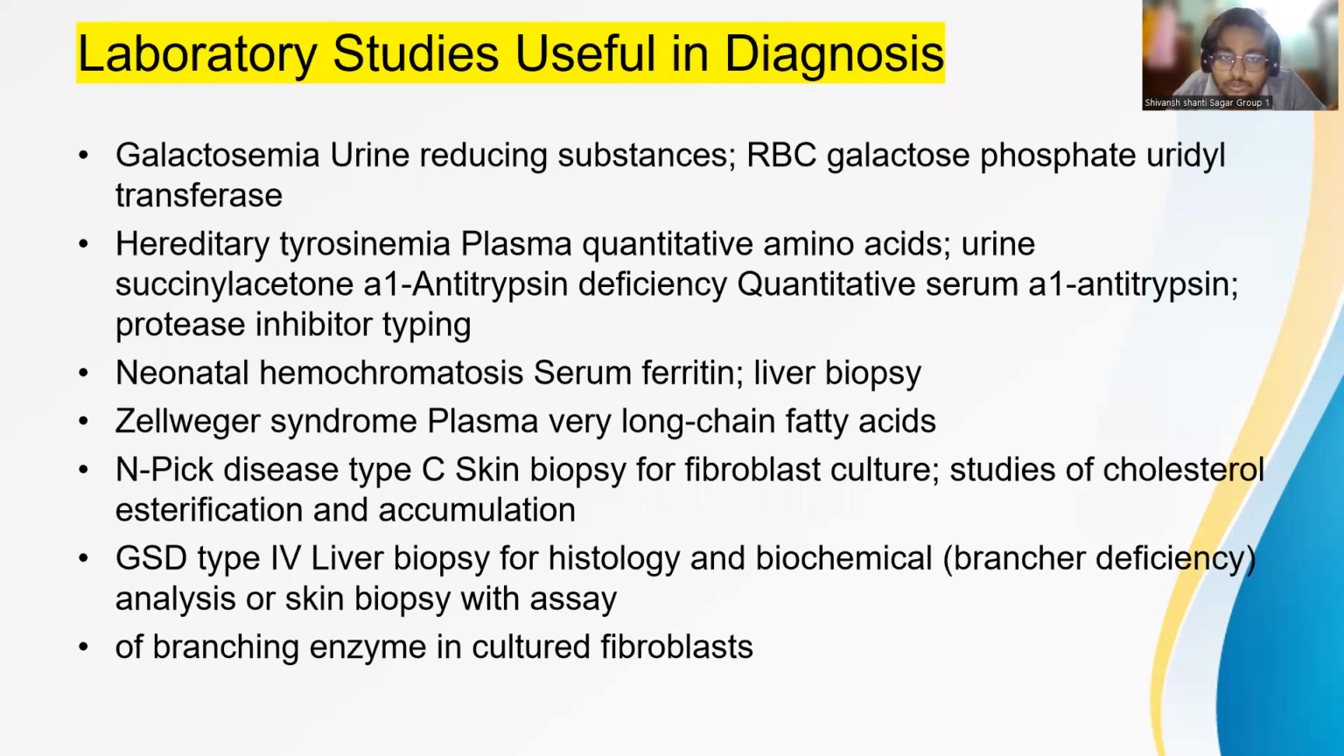And what are the most useful studies from them? For example, for galactosemia, the RBC galactose-1-phosphate uridyl transferase can be seen. For hereditary tyrosinemia, plasma quantitative amino acids and urine succinylacetone. Alpha-1 antitrypsin deficiency, quantitative serum alpha-1 antitrypsin protease inhibitor typing. Neonatal hemochromatosis, serum ferritin and liver biopsy test. Zellweger syndrome, plasma very long chain fatty acids. We have Niemann-Pick disease type C, skin biopsy for fibroblast culture. We have GSD type 4, liver biopsy for histology and biochemical analysis of skin biopsy with assay.